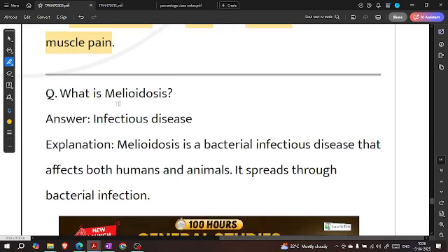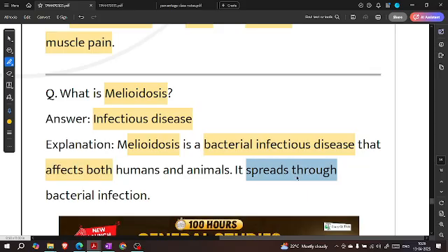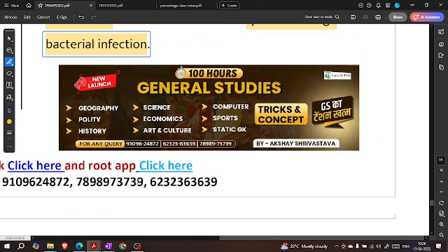What is melioidosis? Infectious disease. Melioidosis is a bacterial infectious disease that affects both humans and animals, spread through bacterial infection.